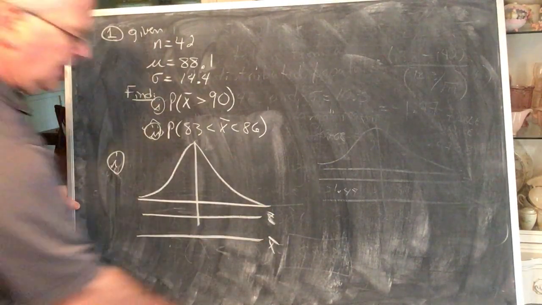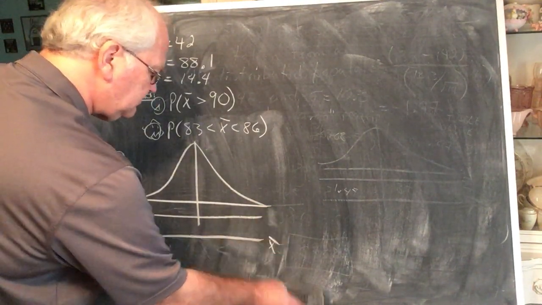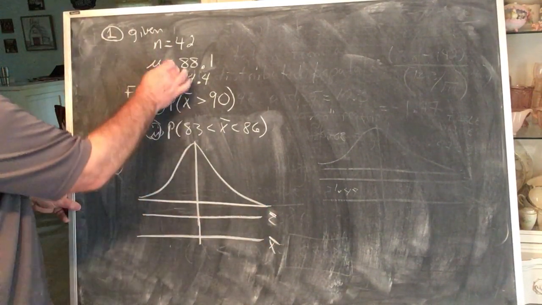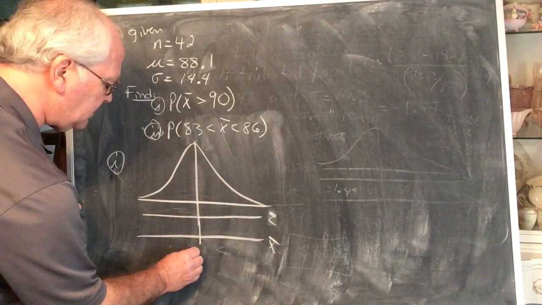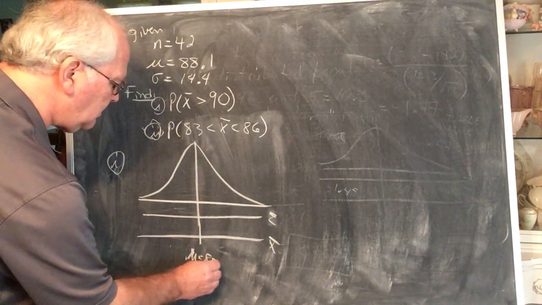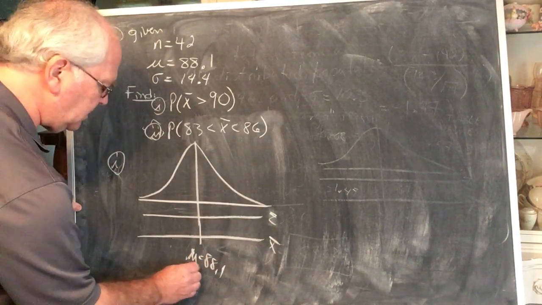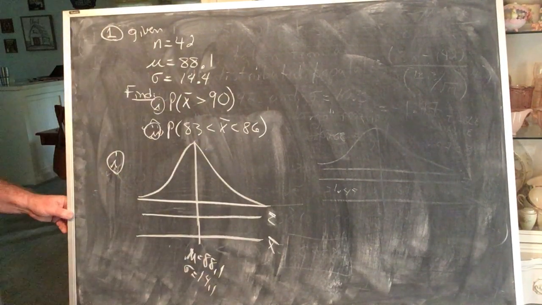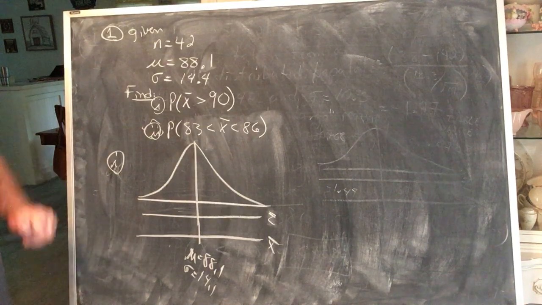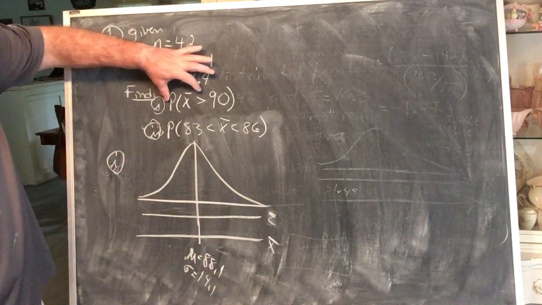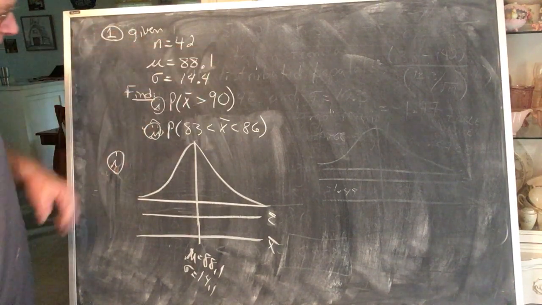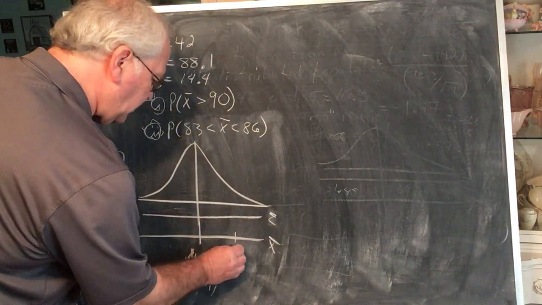Z scale and the x bar scale. That's a Z. Center, where's the center? The center is the population value, 88.1. Standard deviation is 14.4. I just write this here so I know where to look to find it. And so our task number one is to find, well, see, what are we looking for? Looking for the probability x bar is greater than 90. And so that goes over here is all we need.